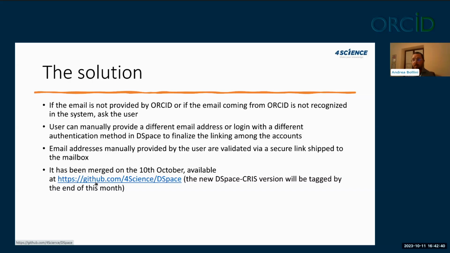Of course, if the email address is manually provided by the user, there are some security implications behind that, but we will manage everything on the back end, sending a validation link by email so that we are sure that the user is the owner of the mailbox that is claiming. And the very nice news is that just yesterday, the development has been completed and merged in the development branch of DSpace-CRIS. So you can actually find this feature on the 4Science GitHub.